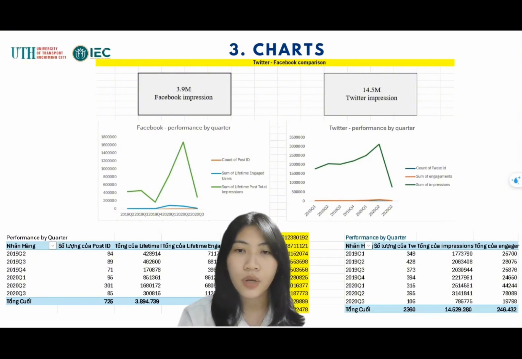Although the figures dropped steadily in the third quarter, the data only covered the period until the end of July. Therefore, the second quarter remained the most reliable high-performing period for Twitter.